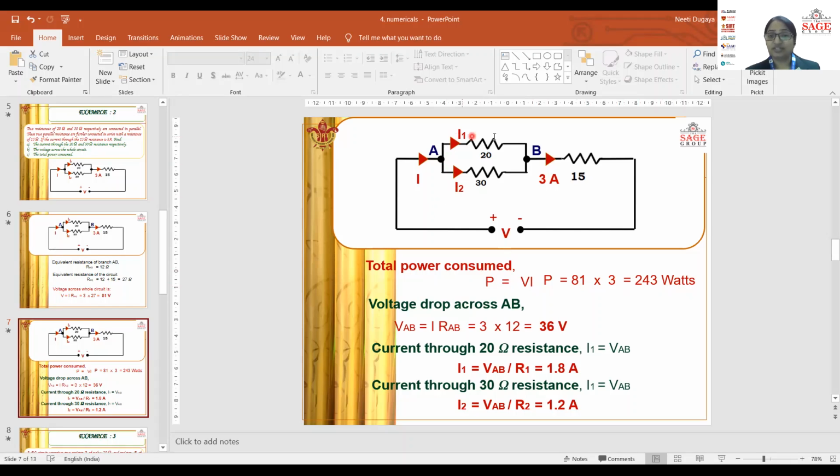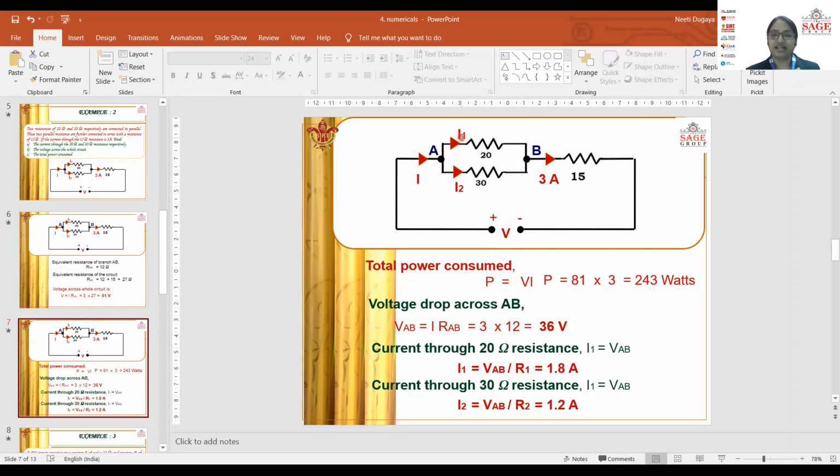Now we need to find out the voltage drop across each of the resistances which are connected in parallel, that is 20 ohm and 30 ohm. For that, we already know that VAB, the voltage across points A and B, would be the current multiplied by the equivalent resistance RAB of these two. Current is 3 amperes, and RAB we have calculated as 12 ohms. So 12 into 3 gives you 36 volts. That is the voltage VAB, the potential difference across point A and point B.